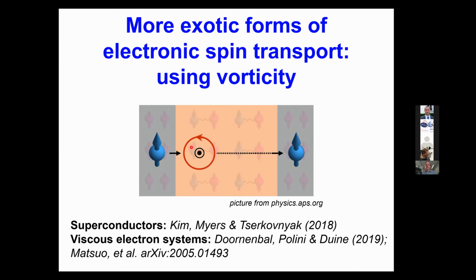Another example is viscous electron systems. There are electron systems that have gained attention recently that are hydrodynamic, meaning that the electron-electron interactions are much stronger than the other interactions. And then you should describe the electrons with Navier-Stokes-like equations. So they become a viscous fluid. And in such a viscous fluid, you may also have vortices. This was considered by us, and also by Matsuo and collaborators. Looking at how spin transport in such a viscous electron system works, you find that especially in a spin orbit coupled system, there's a large coupling between spin density and vorticity, and that may also mediate spin transport.